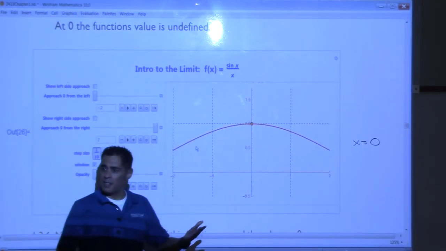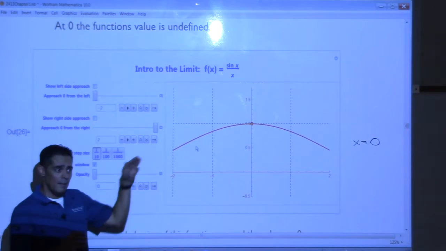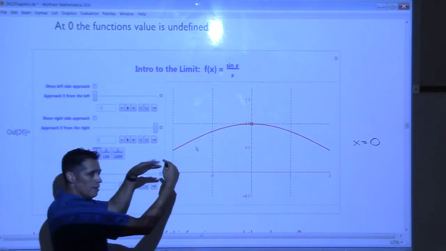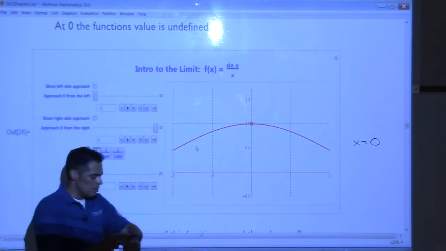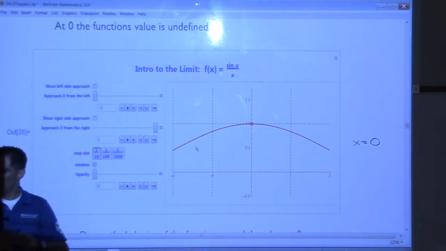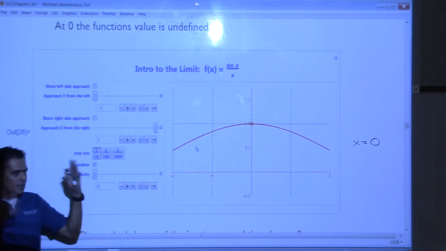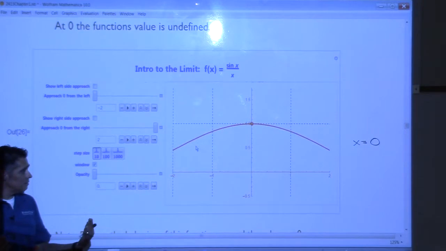Okay, so everyone see that. At 0, we're undefined. From the left, we're approaching 1. From the right, we're approaching 1. Good? So do you all agree, like visually, this stuff, I think once it kind of clicks, it's not too bad? Yeah? Okay.